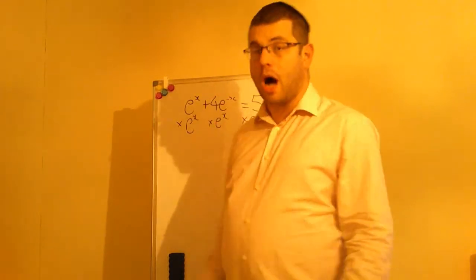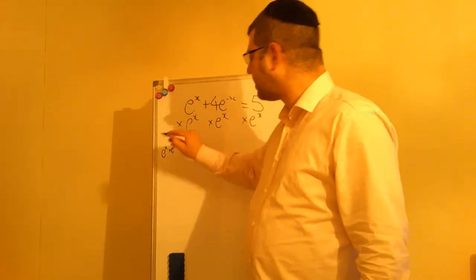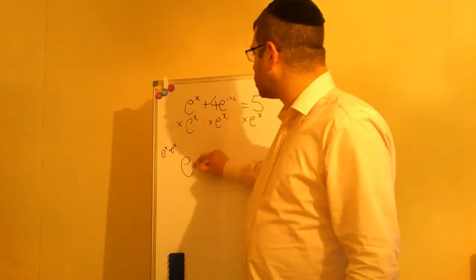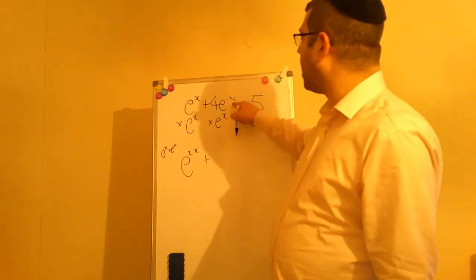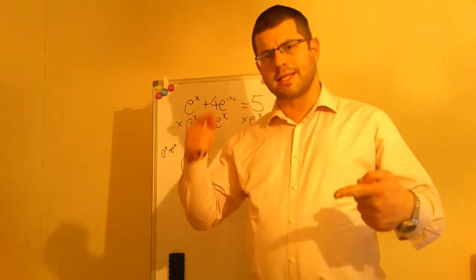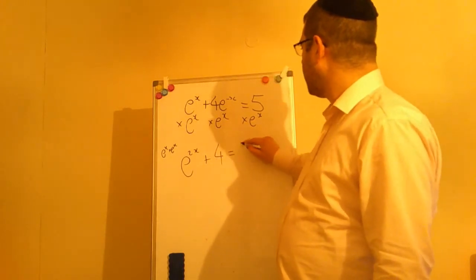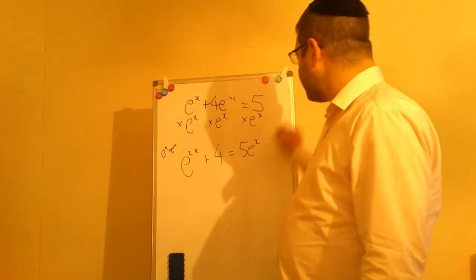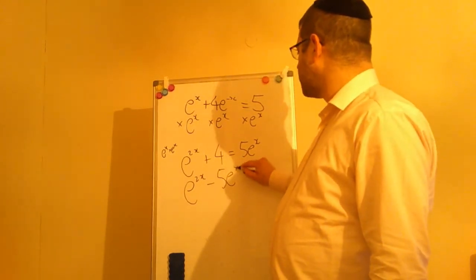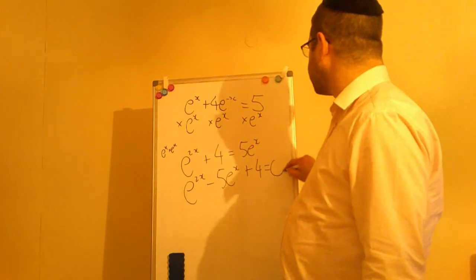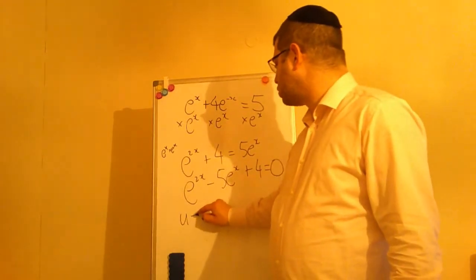So e to the x times e to the x. Let's add the powers. So that's e to the 2x. e to the x times e to the minus x, well x minus x is 0, so e to the 0 is 1, so it's just 4 times 1, that's 4. And that's just 5e to the x. Then bring this across, and hopefully this is now familiar territory. This is your classic quadratic style question. That's double that, so you can use a substitution.